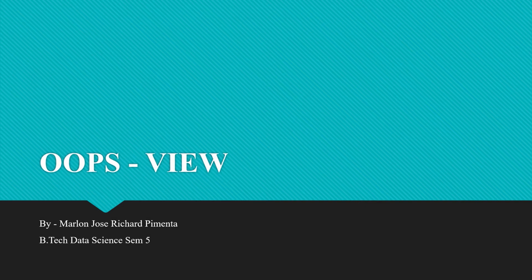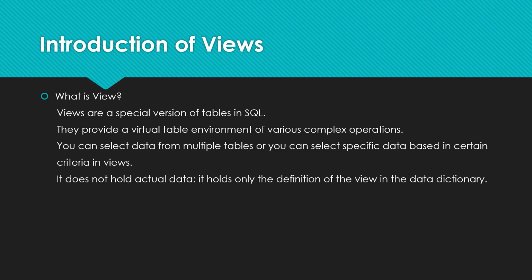Today's topic is views, using object-oriented programming in SQL. So let's start by knowing what views are. Views are a special version of tables in SQL. They provide a virtual table environment for various complex operations. You can select data from multiple tables, or you can select specific data based on certain criteria in views.